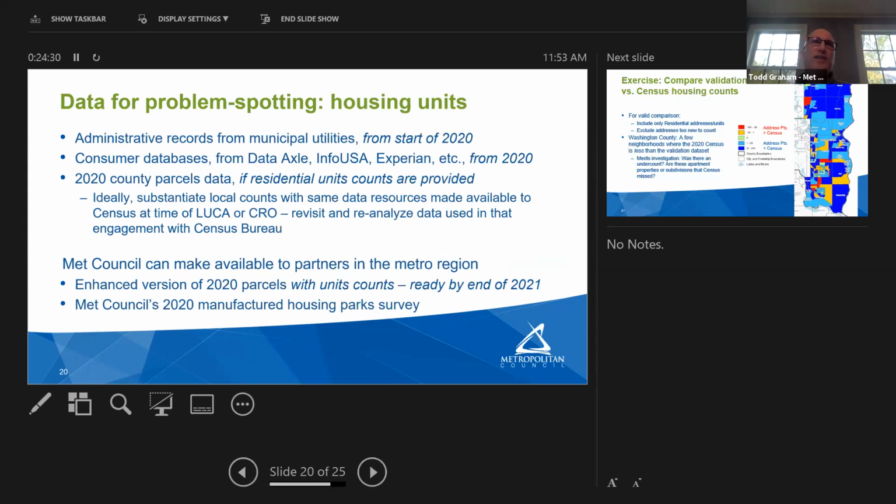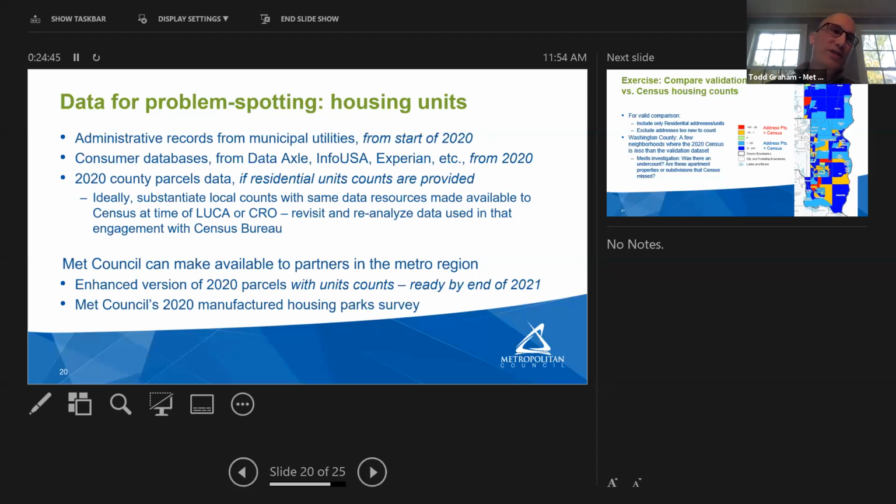Okay, a couple slides left. I've talked about group quarters. If you're looking instead at the coverage of housing units, again, you're going to want to use administrative records, databases that you have within your city hall or your county government.